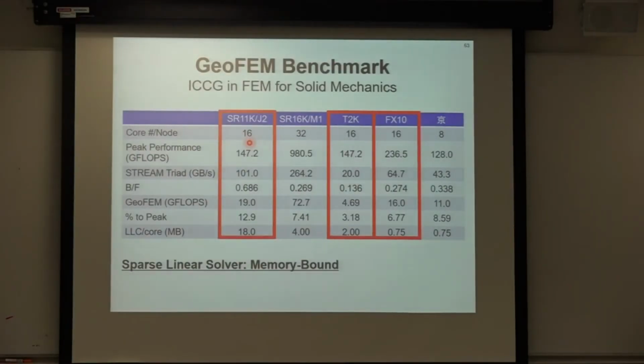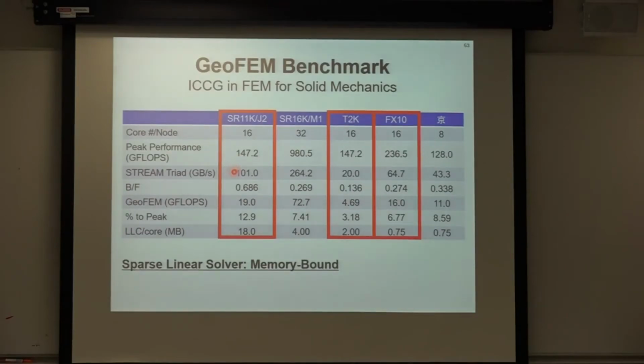So this is some benchmark result. This is also ICCG, but the application is finite element for solid mechanics, which is very similar to the application in our class. This is a rather old result. We compare several architectures on a single node, for example the SR11000 and the T2K. Both of them have 16 cores per node, and the peak performance is exactly the same, 147.2.